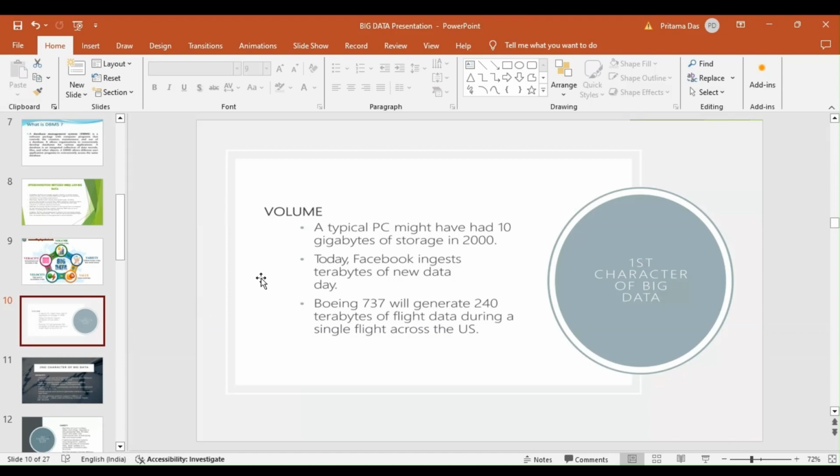Here you can see, guys, a typical PC might have had 10 gigabytes of storage in 2000. So you can understand volume, we mean the huge volume of datasets. Today, Facebook ingests terabytes of new data every day.